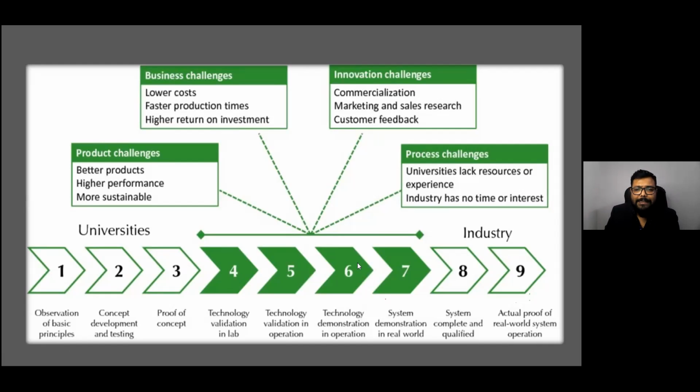Those are the challenges section. I have already told you about the 4 major challenges, stages 4, 5, 6 and 7, and you can see business challenges: lower cost, faster production times, higher return on investment. Innovation challenges: commercialization, marketing and sales research, customer feedback, because at that time the actual research is happening. At university level the concept research happens and the concept is clear. Now in the actual field, stages 4, 5, 6 and 7, we need to work on that. Then only a concrete product can be developed.